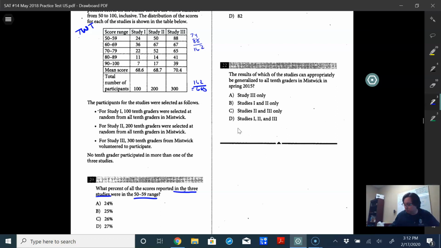So 162 divided by 600 gives me 27%, and that matches what I have here. Again, 162 divided by 600 gives me 0.27. So that gives me answer choice D. Make sure you're catching all the scores reported here in the three studies.